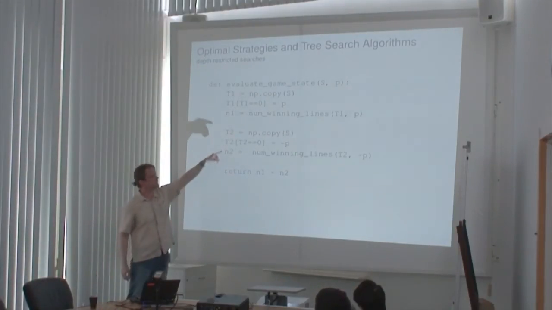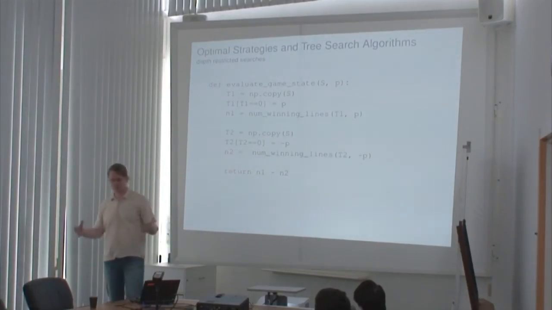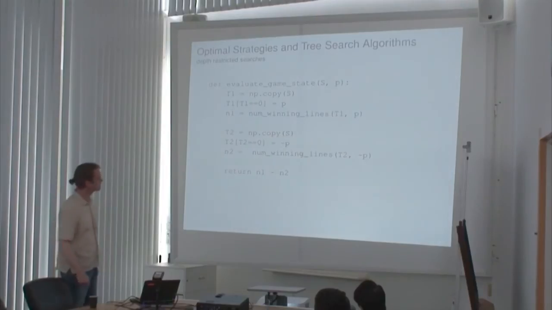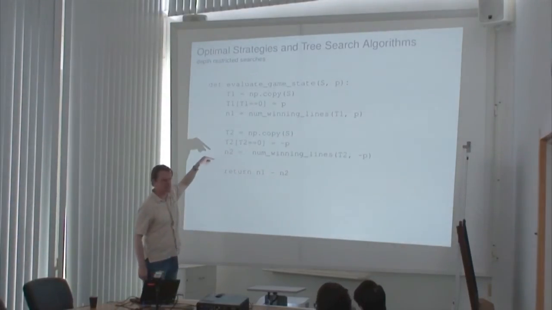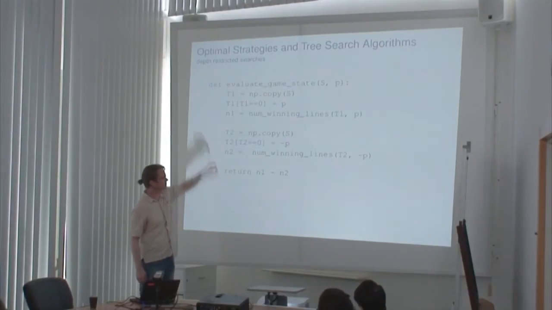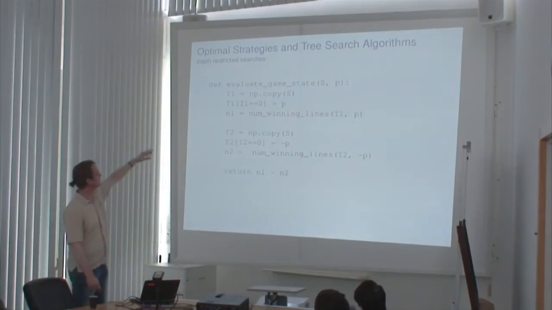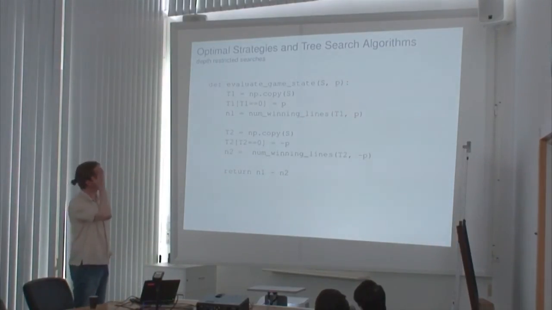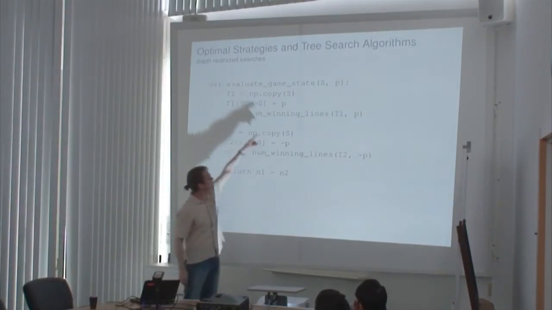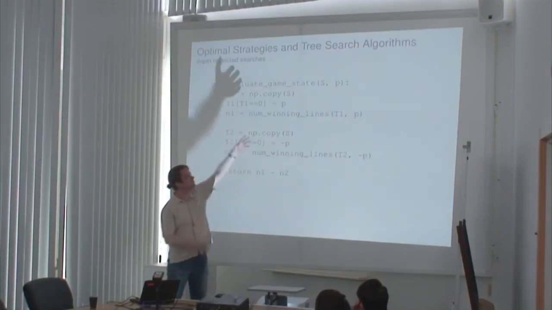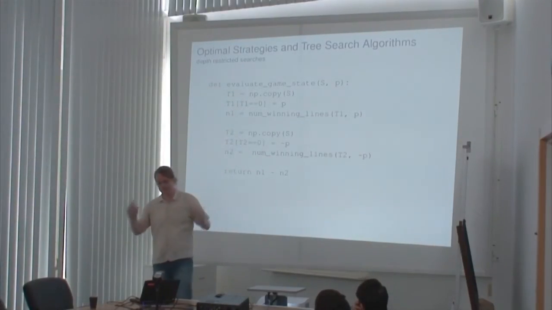Actually, we do that here. We create another copy of the current game state, and there we replace every 0 with a value of minus P. In both cases, we compute the number of winning lines for these two copies and return the difference from the perspective of the player P in the argument. So if P is minus 1, then of course that would be a minus 1 and that would be a 1. And if P in the argument is plus 1, then that would be a plus 1 and that would be a minus 1.